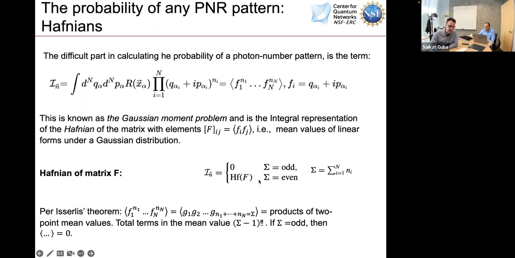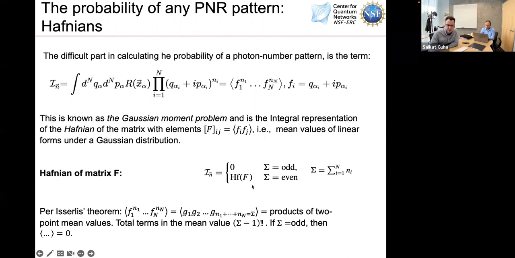It is easy to see that if you sum up all of the pattern numbers and you find them odd, that will be equal to 0. Essentially that is why your whole integral, I mean this kernel here, is even. So if the summation over i of n_i is equal to something odd, the whole thing will become odd. Even multiplying odd is odd. So if you integrate from minus infinity to plus infinity, that will become 0.